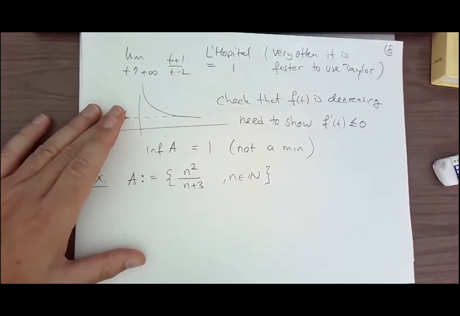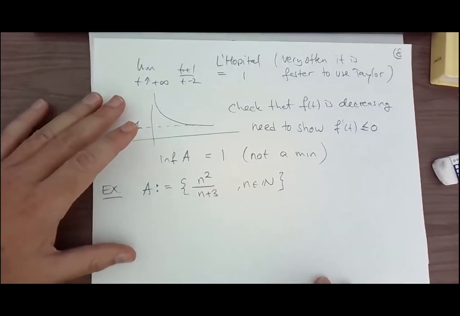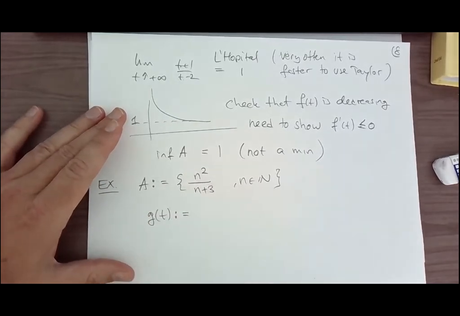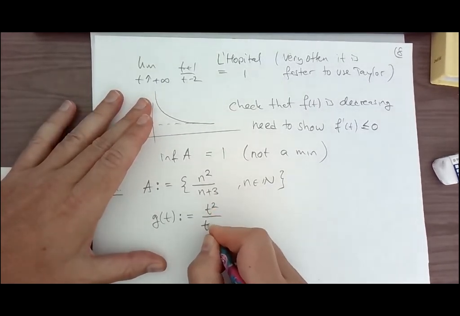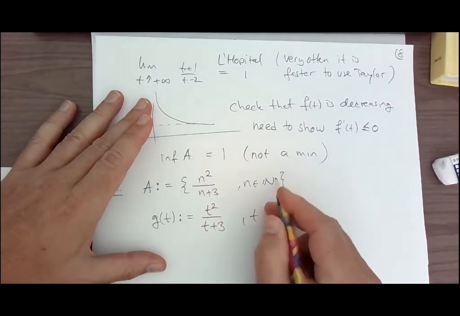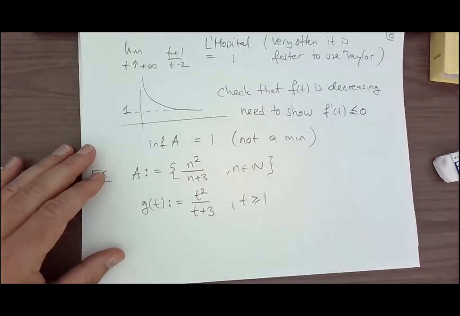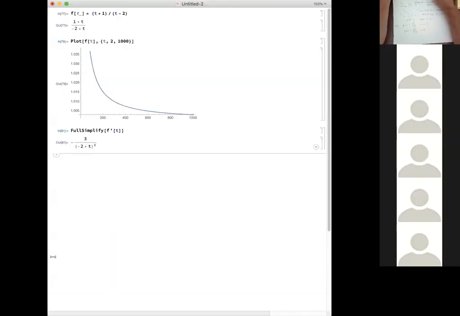How would I start with something like this? Well, the way that I would do it is exactly the same as what we did before. Forget about the n, write a function, g of t. G of t should then be t squared divided by t plus 3. I'll just take t here, the smallest number, this is 1, so I'll take t bigger than or equal to 1. Okay, I'll go back to Mathematica. I have my g of t, it's going to be t squared divided by t plus 3.